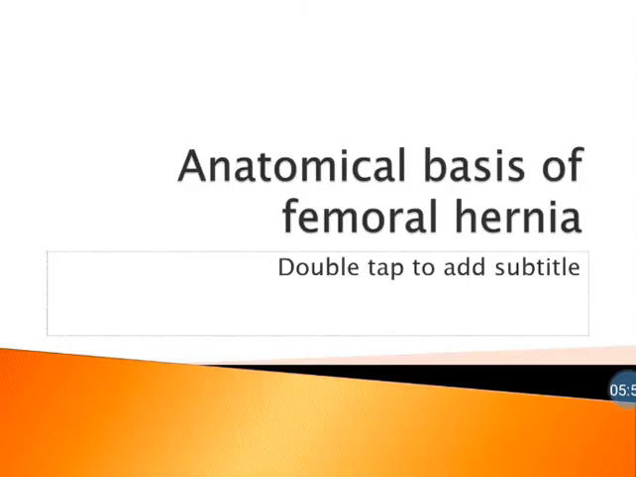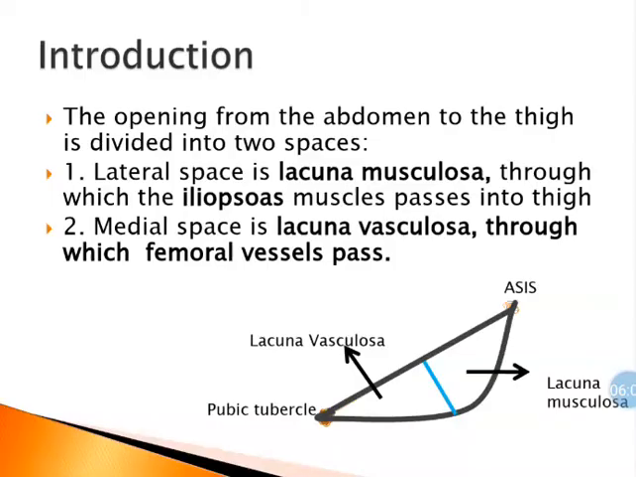Then we come to anatomical basis of femoral hernia. The opening from abdomen into thigh is in the inguinal region, because the anterior abdominal wall and posterior abdominal wall come together at the inguinal region.